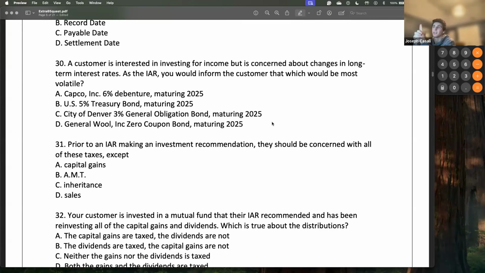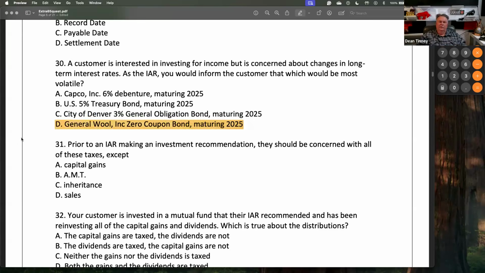I'm between C or D. You are correct. So which one has the lowest coupon? A zero. There you go. D. There's nothing lower than no coupon, right? Yeah.